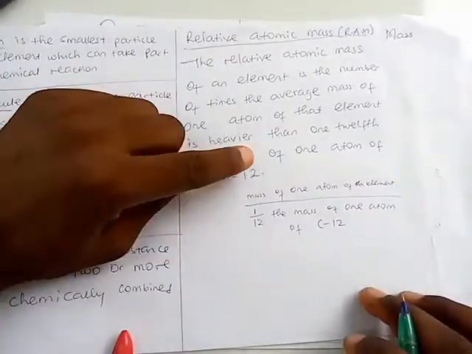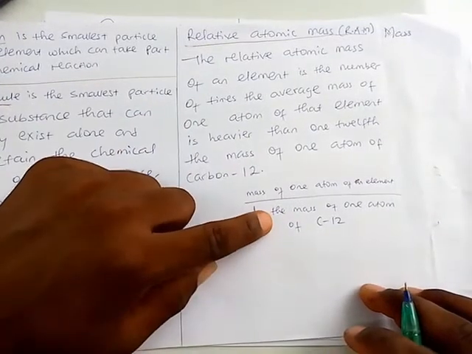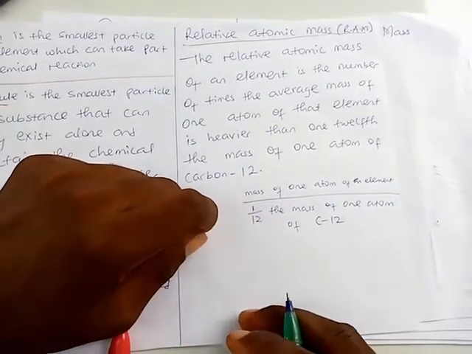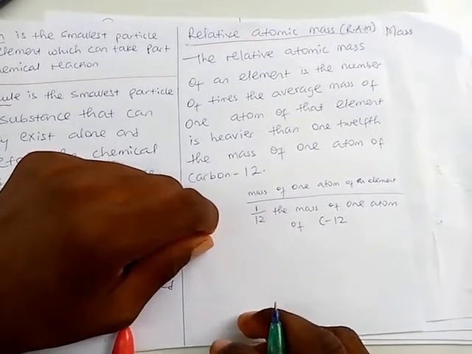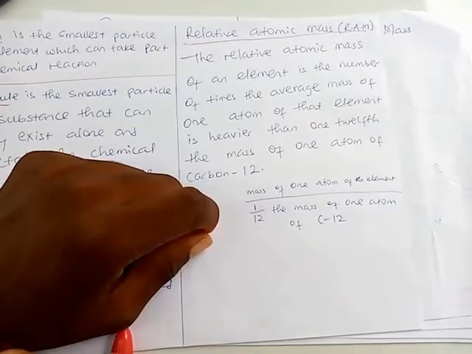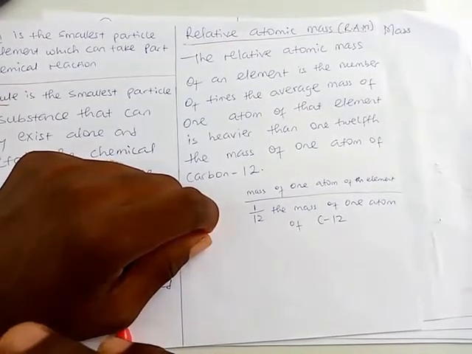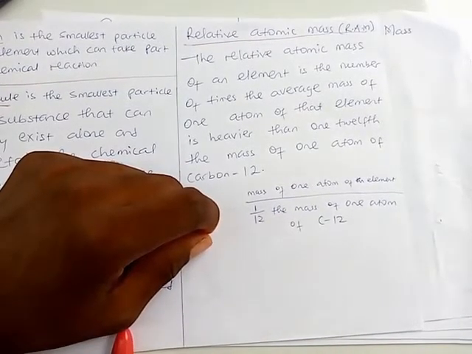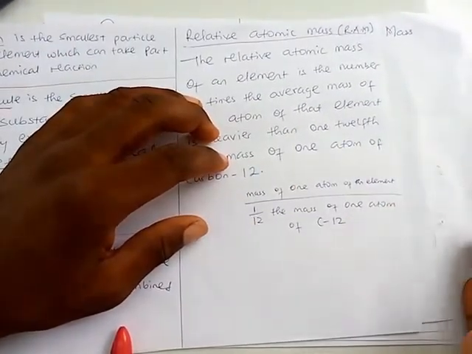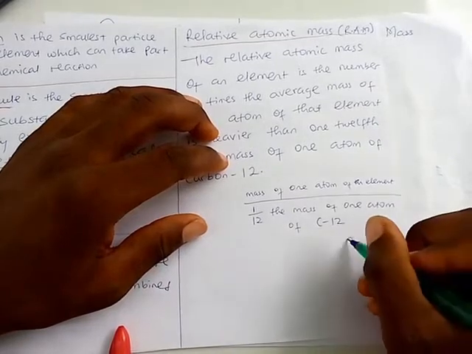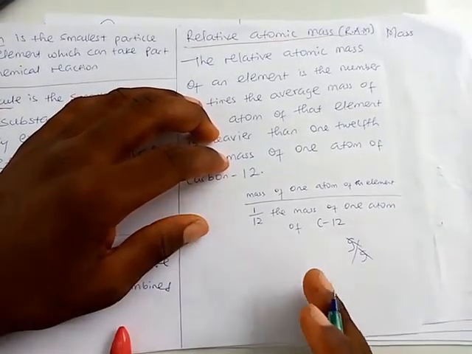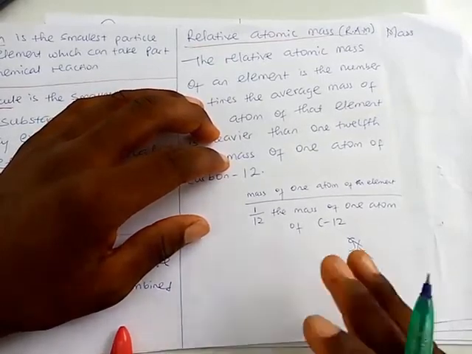So if the mass is in grams and that of this one is in grams, you discover that grams will cancel grams. And what I want to say here is just that relative atomic mass has no unit. There is no unit, there is no dimension, because we are comparing two masses. This mass all over the other mass, so the units will cancel. For example, grams over grams cancel. So relative atomic mass has no unit.